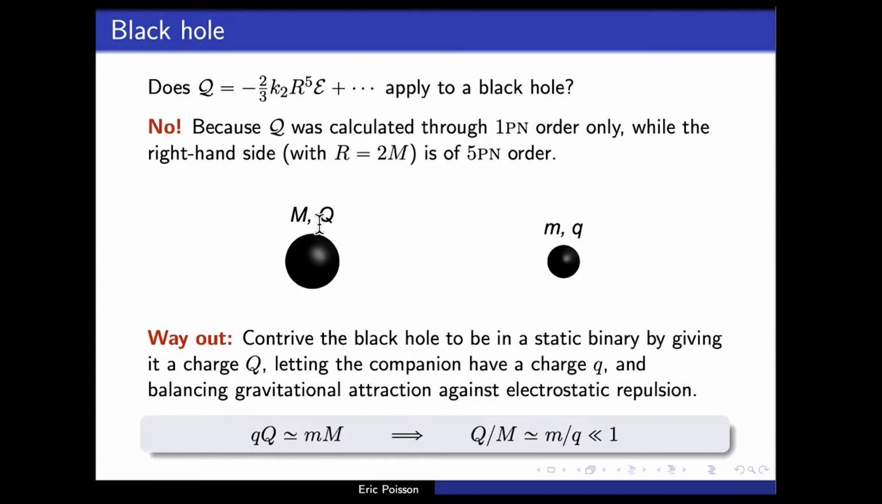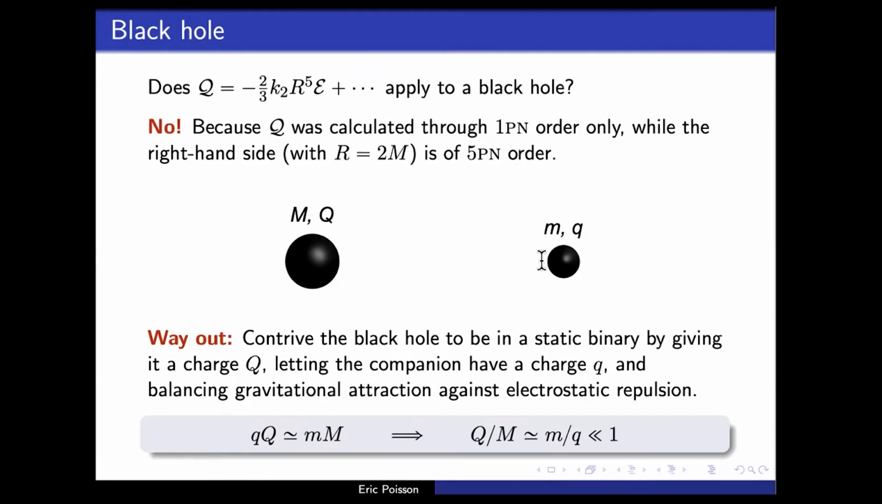That's what I call big Q. And I put another body around it with a massive amount of charge. If I arrange for the charge to mass ratio here to be the inverse of the charge to mass ratio here, I can balance out gravitational attraction and electrostatic repulsion and really get myself a nice static binary system.